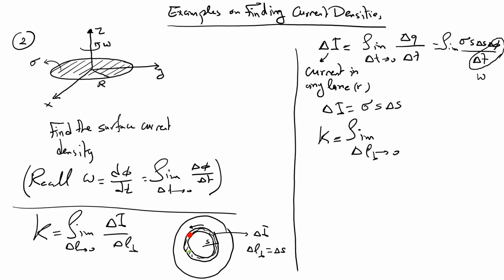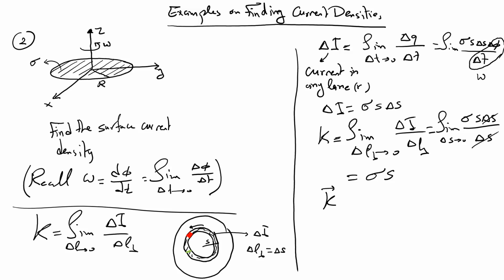So this is delta I, delta L perpendicular, so you substitute. So you have the limit, sigma delta S divided by delta S, and you let delta S tend to 0. But as you see, these will cancel out, and you're left with just sigma times S. Okay, you want to add information about directions? Well, the current is going like so. So this must be along the phi hat, and you're done. Okay.